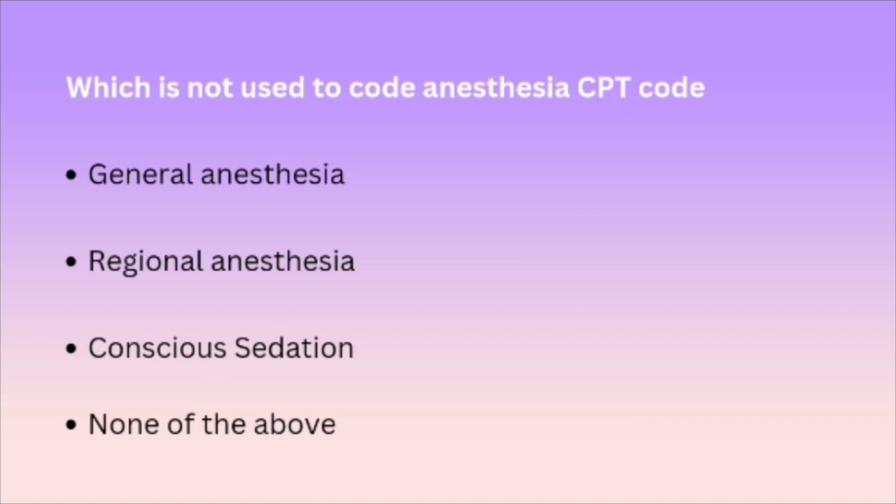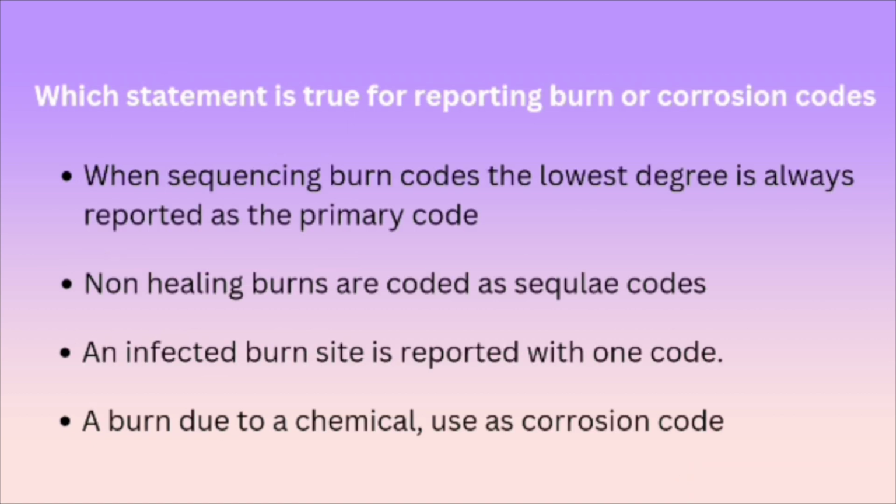for shorter surgical procedures. And coming to conscious sedation, on the other hand, is a type of anesthesia where the patient is in a state of decreased consciousness but is still able to respond to verbal commands. So conscious sedation is typically used in minor procedures such as endoscopies or colonoscopies. Conscious sedation is reported using its own set of codes, that is the 99,000 series. The 0,000 series are not used to code for conscious sedation. Answer is conscious sedation. Next question.